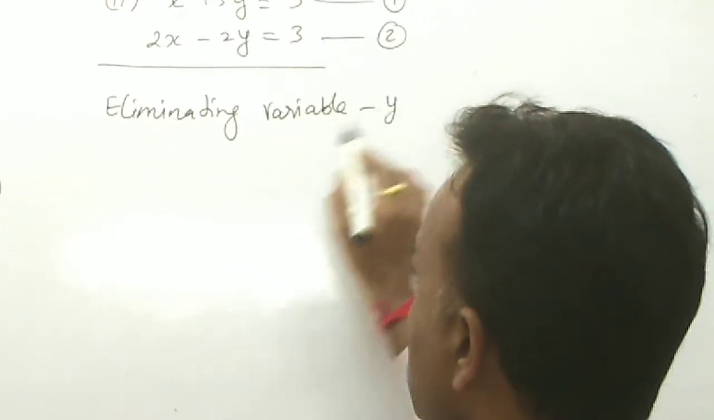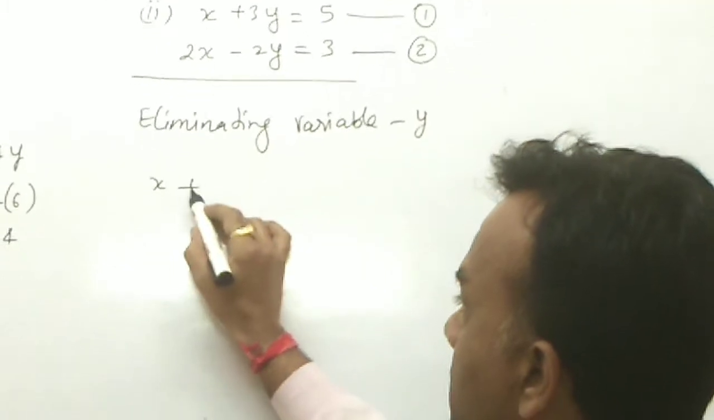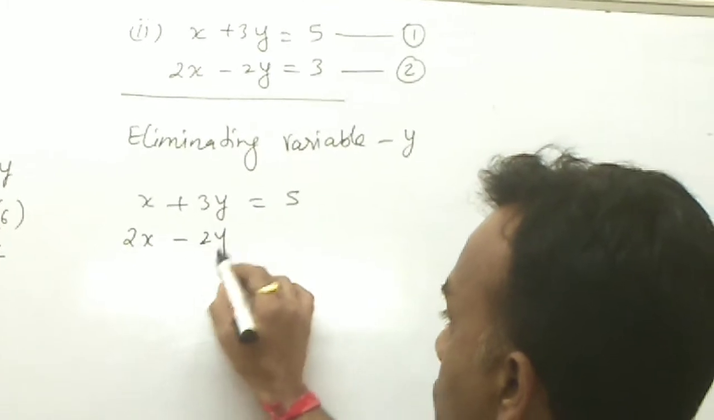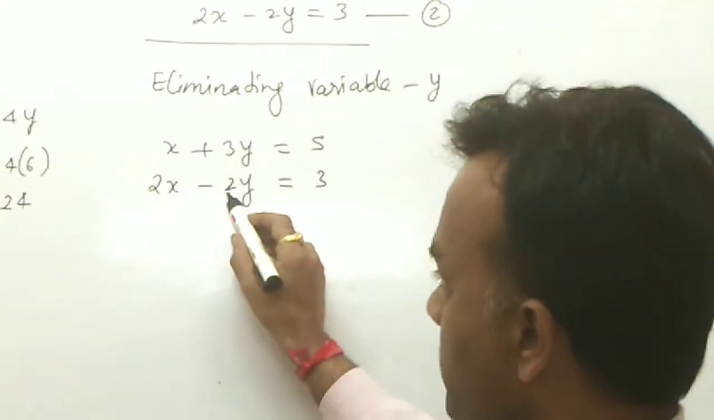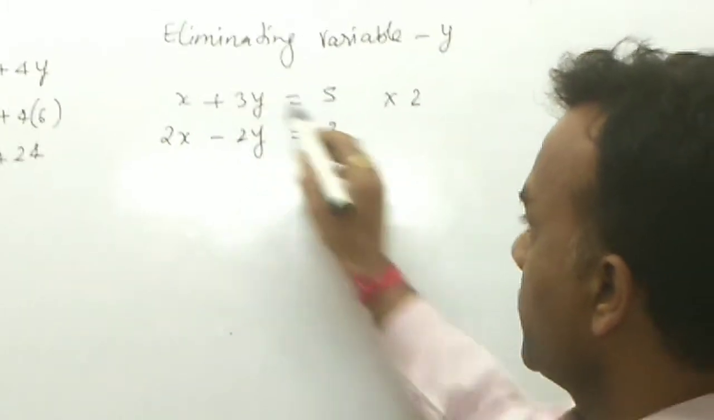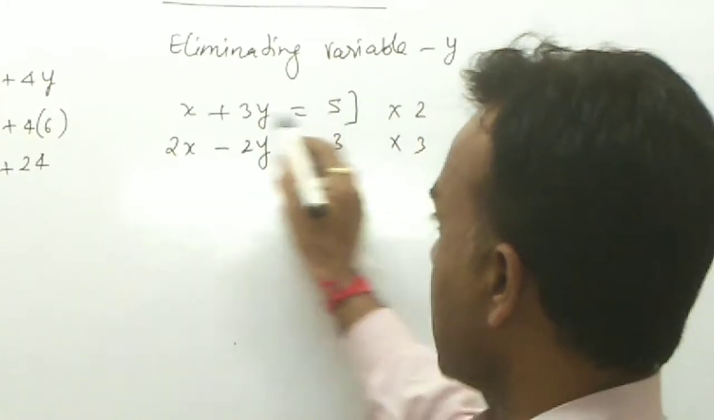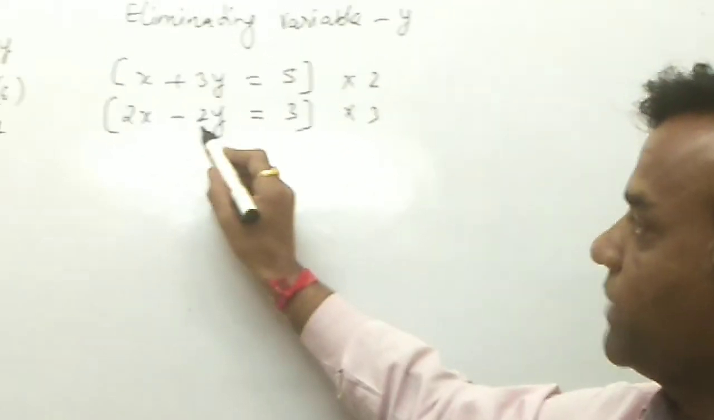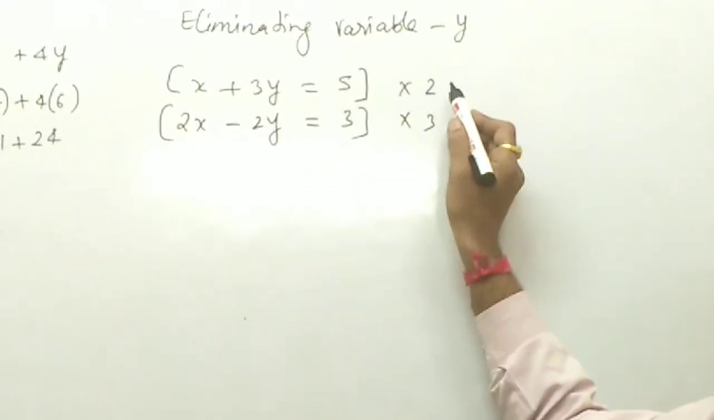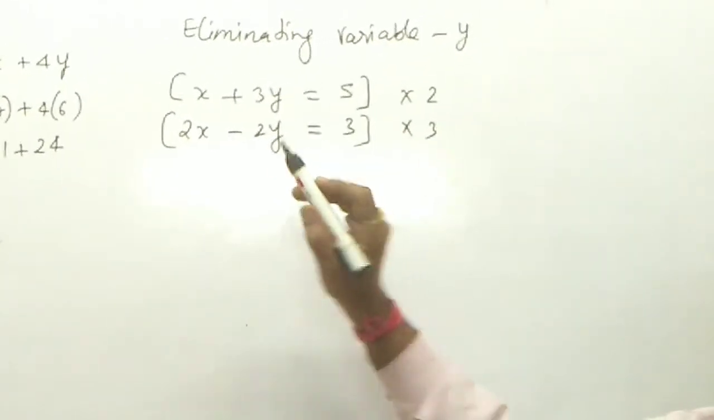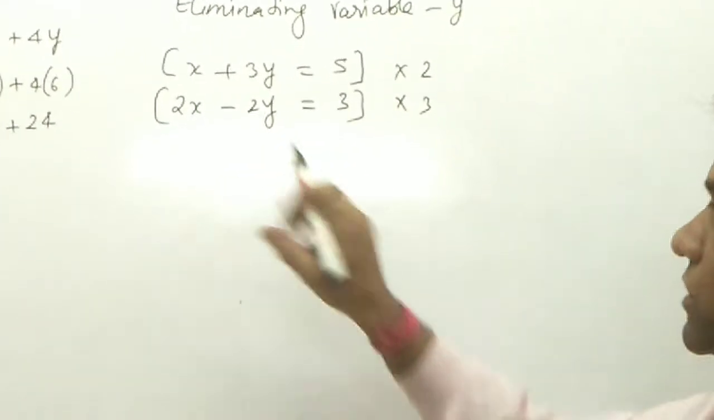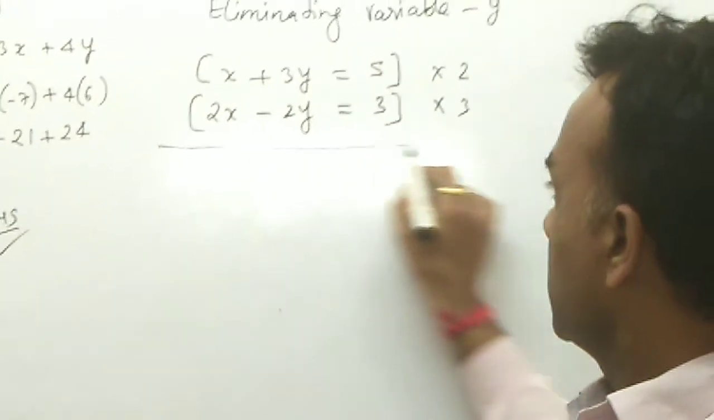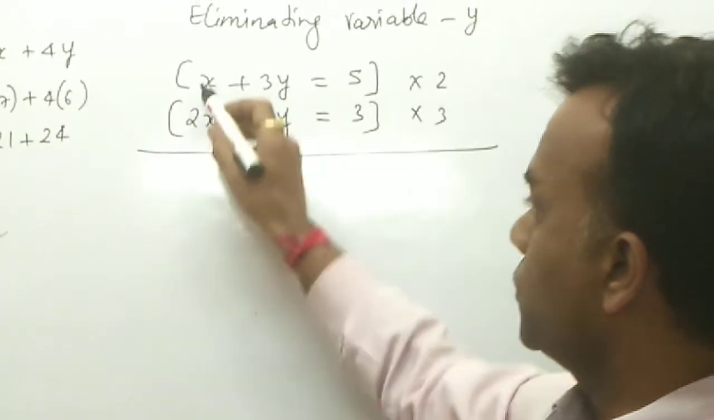Eliminating variable y here. So now we consider again, we write down here x plus 3y equal to 5 and 2x minus 2y equal to 3. Okay, so coefficient 2 here you multiply by 2, and now here coefficient is 3, so multiply by 3. You don't use the sign. If plus sign, minus sign, it doesn't matter, only taking the numeric value. If numeric value is 2 here, so you multiply, do not multiply by minus 2 here. Okay, so remember for the sign only, sign as it is there here, only taking the numeric value and multiply here.